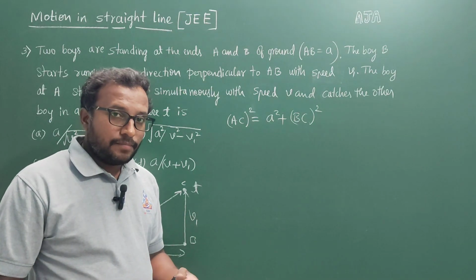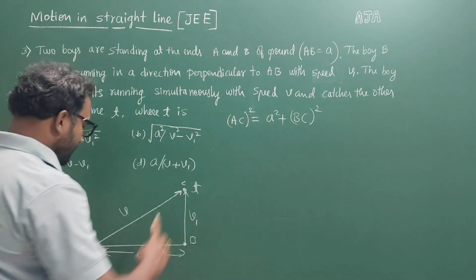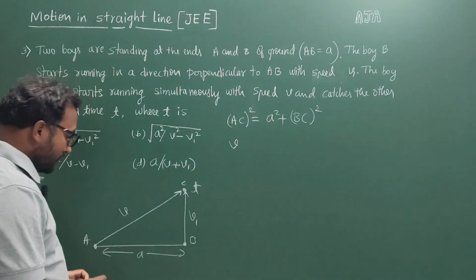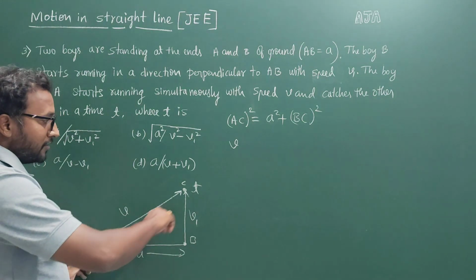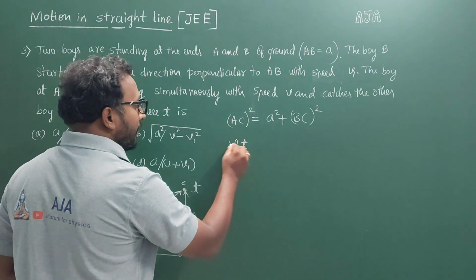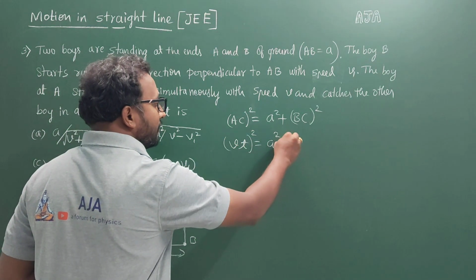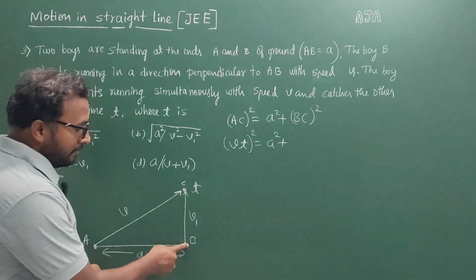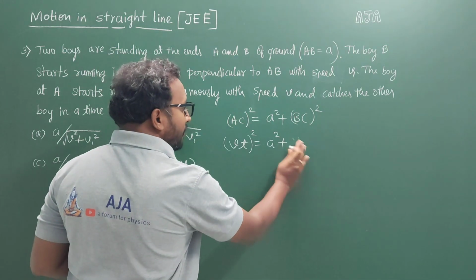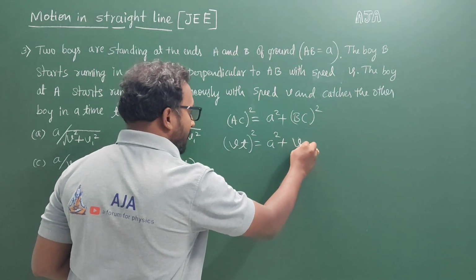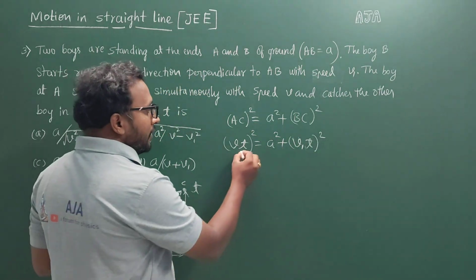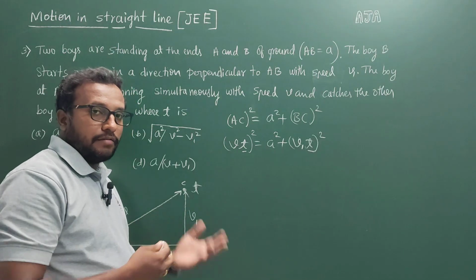So how to write distance in terms of speed and time? Here AC is nothing but the distance from here to here. So that distance can be written as the speed with which the boy at A starts running to catch the boy who was running from B, multiplied by the time taken, and the whole square, that will be equal to a square plus BC square. This distance BC can be written as the speed of the boy who has started running from B multiplied by the time, that whole square. So now we got the answer. We can simplify this to get the value of t.